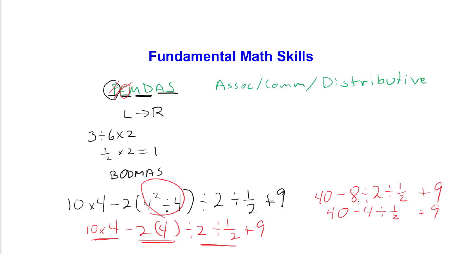Again, I'm working left to right within division here. So 40 minus 4 divided by 1/2 is essentially 4 times 2, right? Our keep, change, flip. So that's 8. 40 minus 8 plus 9. Now my multiplication division is gone. I just add, subtract left to right. 40 minus 8 is 32. Plus 9 is 41. Is that my right answer for this whole thing?